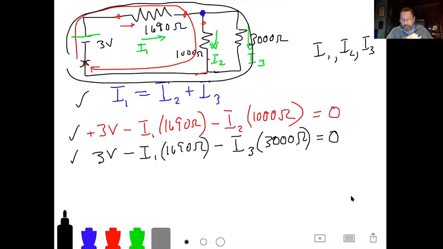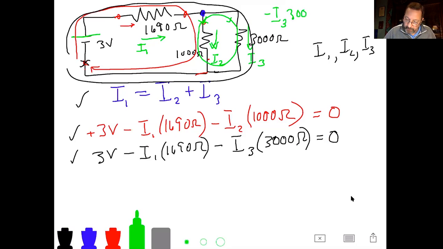Now, a couple of people, and I mentioned this, and I just want to show you something, might have said, well, isn't there a third loop? And I'm going to make it in this green color. Oh, right here. And there is. It's right there. And I'm going to put it off on the side here. I'm going to start right here, and I'm going to go around in a clockwise fashion until I come back. And let's see, that's going to be minus I3 times 3,000 ohms, right?